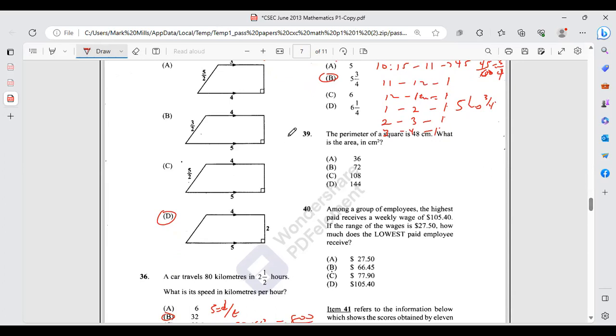Perimeter of the square is 48. So let's look at this. Divided by 4, so it'll be 48 divided by 4, which gives me what? 12. So 12 and 12. 12 times 12 is 144. Right, so that would be 144.